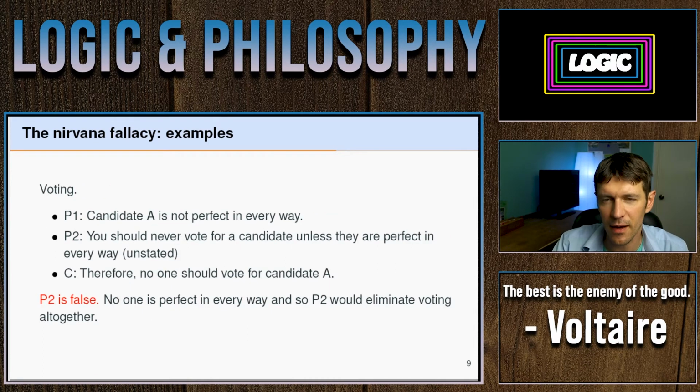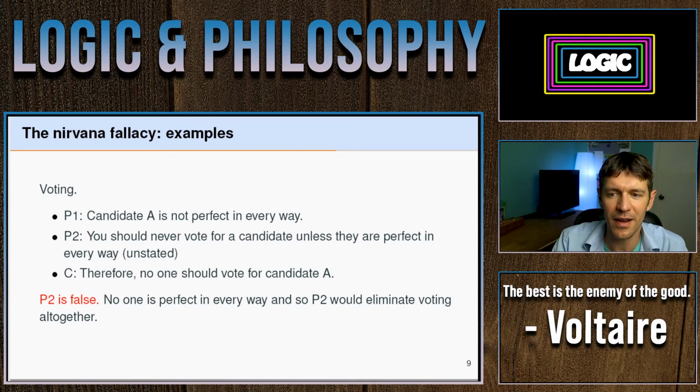Let's look at voting. I'm going to phrase this one in a different type of way. Let's say we're thinking about who to vote for in an upcoming election, and we see that a particular candidate isn't perfect in every single way. They are not a perfect solution to the problem of who you should vote for. The unstated premise here would be that you should never vote for anyone that is not an angel. You should only vote for these perfect beings that are out there.